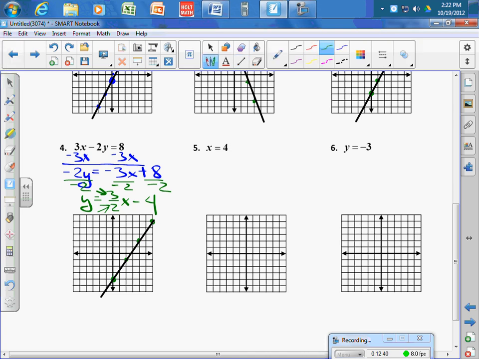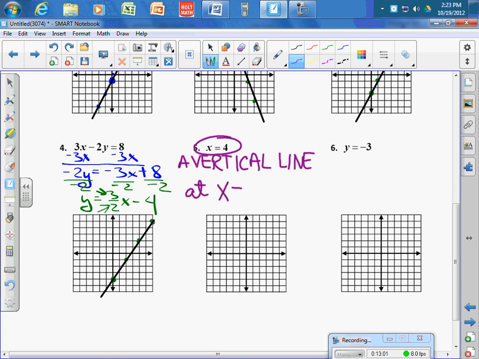Keep this one in mind, class. X equals 4 is a vertical line. X equals 4 is a line, and it is vertical. And it's a vertical line at x is equal to 4. Where is x equal to 4? Here. On the x-axis, you go to 4. Make a vertical line.